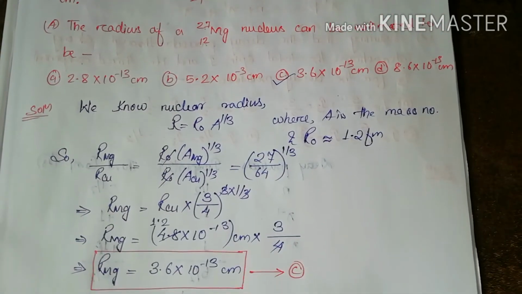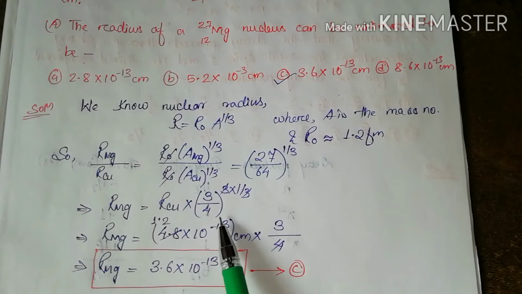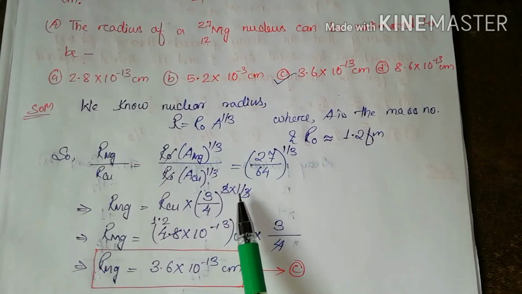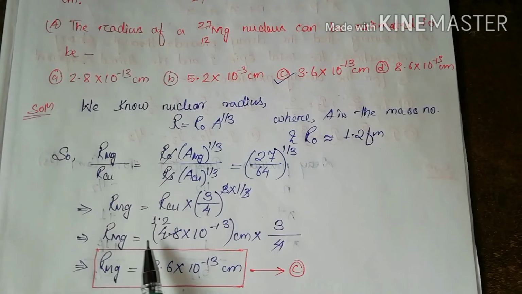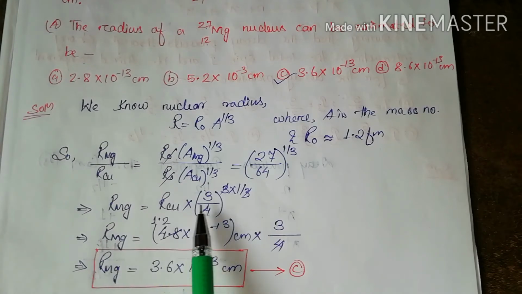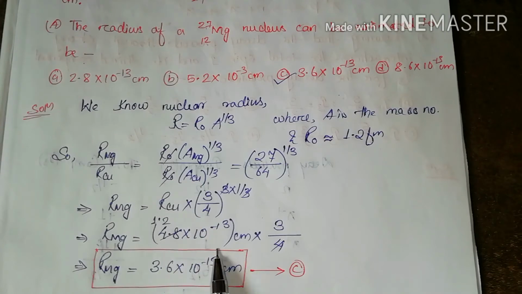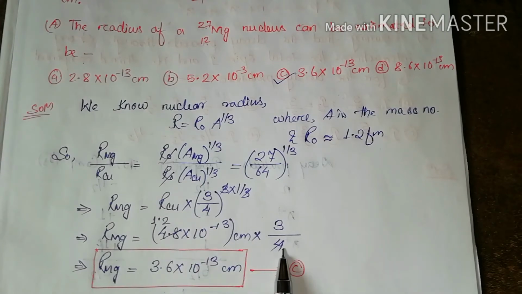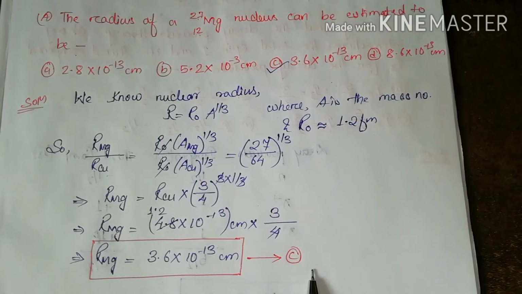So if you see here, you can write 27 as 3 cube and 64 as 4 cube, which will give us only 3 by 4 because the power will get cancelled here. And the radius of magnesium is equals to what? Radius of copper into 3 by 4. Radius of copper was given 4.8 into 10 to the power minus 13 centimeter, and here this 4 will get cancelled with this 4.8 and we will have 1.2. So finally the radius of magnesium is 3.6 into 10 to the power minus 13 centimeter. So the correct option is option C.